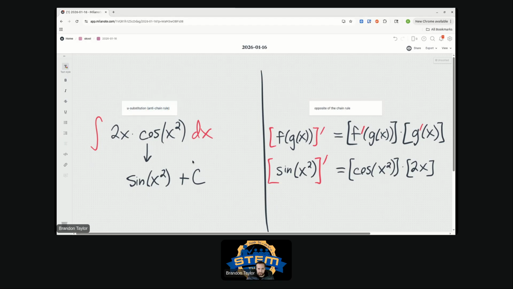You'll see it later as we go through the process to actually do U-substitution, or what I like to call anti-chain rule. You'll see why calling it that is a good idea. I think it helps you remember how to do it if you recognize that, oh, this is the opposite of the chain rule. So that's what we're going to talk about today.